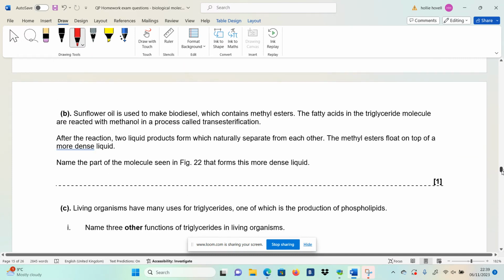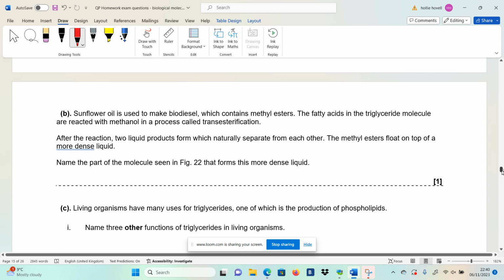Part B, sunflower oil is used to make biodiesel, which contains methyl esters. The fatty acids in the triglyceride molecule are reacted with methanol in a process called transesterification. After the reaction, two liquid products form which naturally separate from each other. The methyl esters float on top of a more dense liquid. Name the part of the molecule seen in figure 22 that forms this more dense liquid.